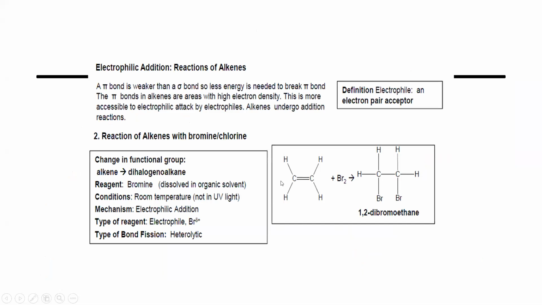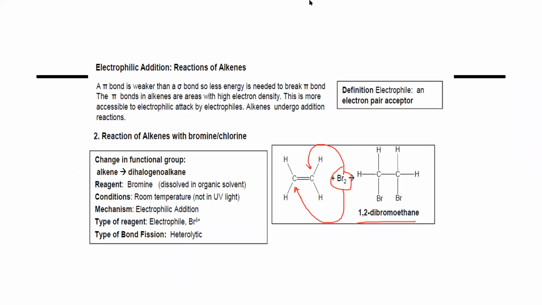Now the second reaction, for example, when alkene is reacting with bromine. When alkene is reacting with bromine, the double bond will break and two bromine atoms are added. So the result will be 1,2-dibromoethane. If it was propene, then it will be 1,2-dibromopropane.